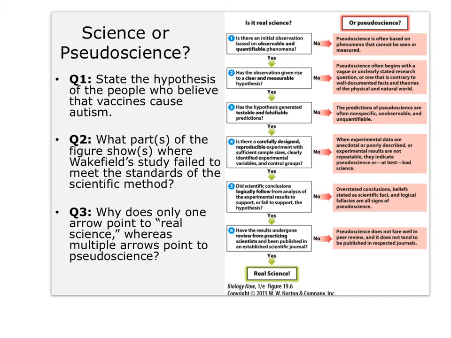So here's a way to look at whether it's real science or not. Does it have a real hypothesis? If it's not based on observable and quantifiable phenomena, then it's pseudoscience. Can't be measured? Well, then that's crap. Observation, clear and measurable hypothesis? No, it's very vague. It's not testable.